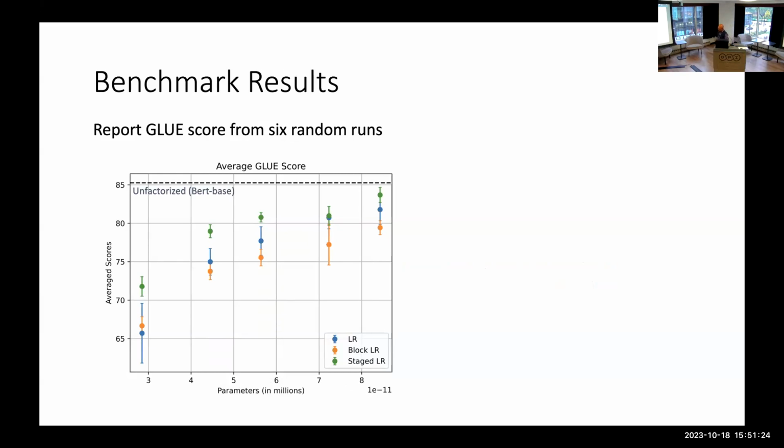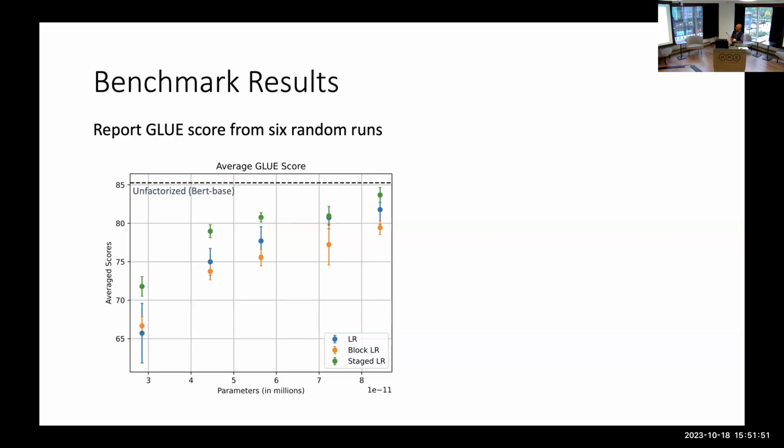The x-axis here represents the number of parameters. So we did these 5 levels of compression. The one on the left has the smallest parameter count, so that's the most compressed, and so that has the lowest score. Higher is better with respect to the GLUE score. And the one on the rightmost is the least compressed version.